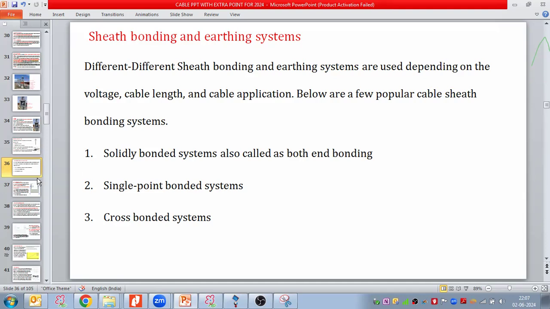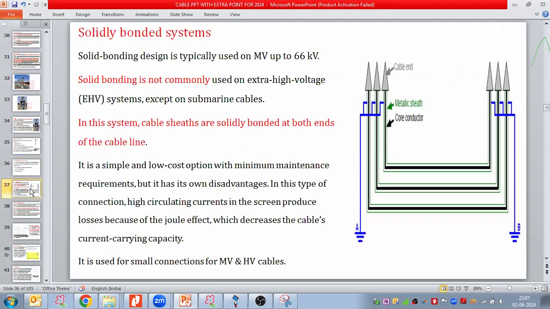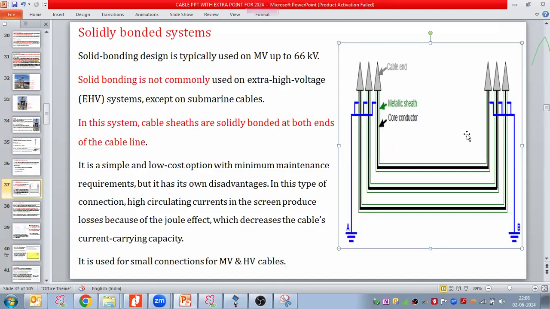Let us see one by one, and which kind of bonding and earthing system we should apply. So let us start with the first one, the solidly bonded system. Here is an example of the solidly bonded system. Now if you see in this picture, we have the cable. This arrow is indicating the cable sealing end. This black is indicating the cable core, and the green one is indicating the metallic sheath.